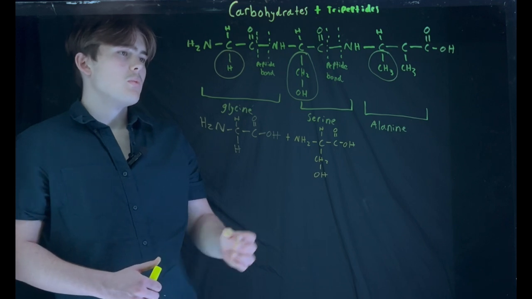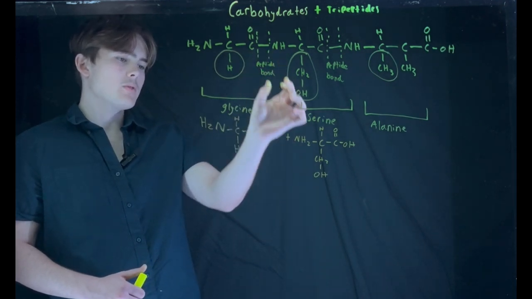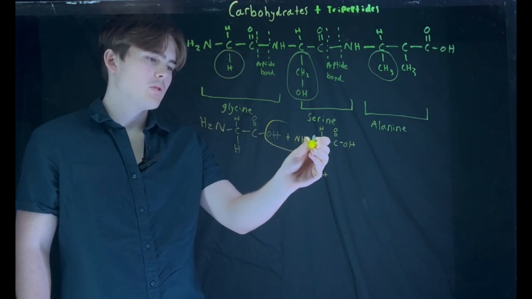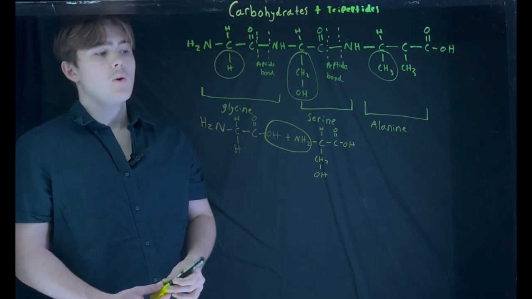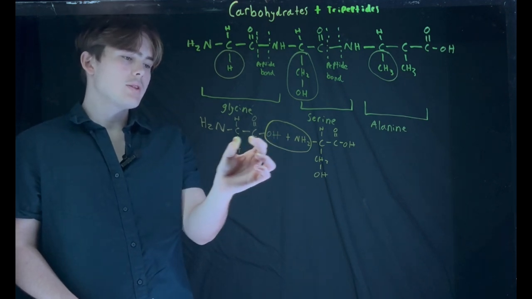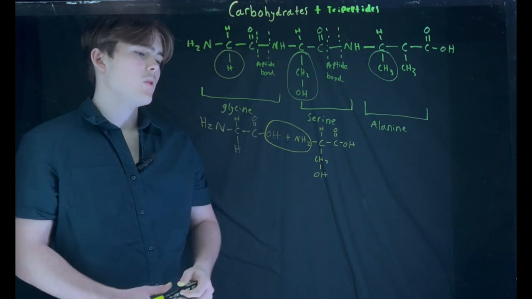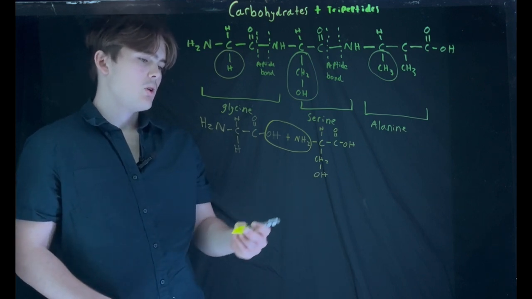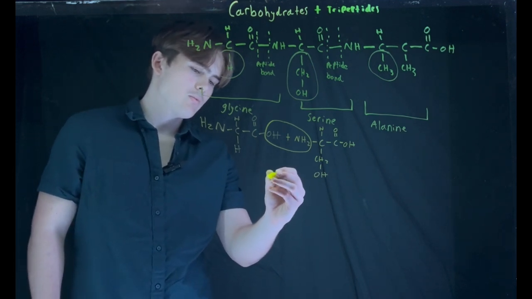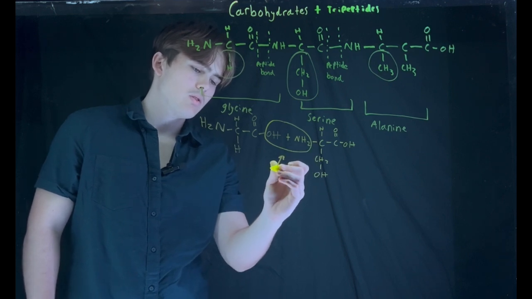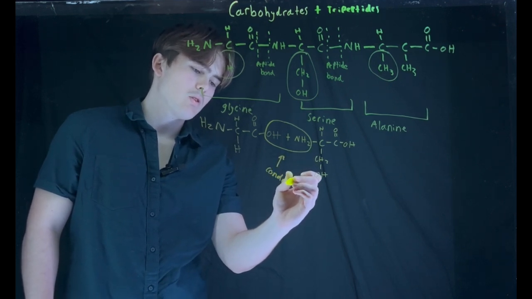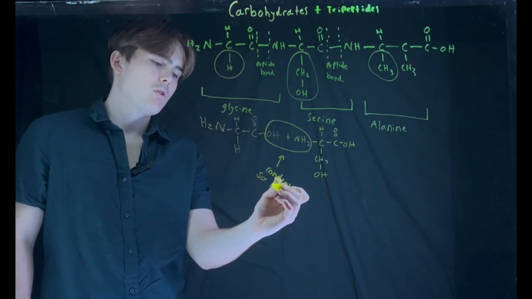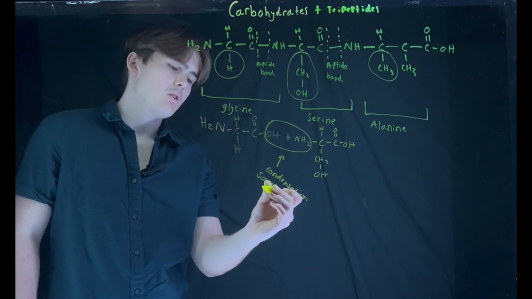Alright, so this peptide bond comes from this part of the two molecules. It's formed between the OH group of glycine and the NH2 group of serine. When these two ends come together, they form water. So we know it's a condensation reaction. So I'm going to put here the condensation. So H2O is produced.